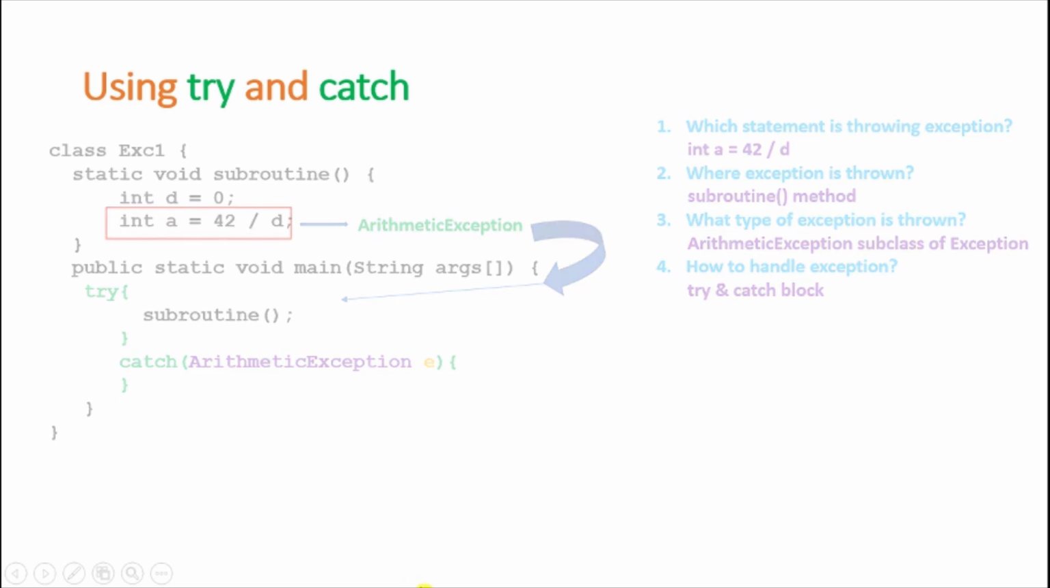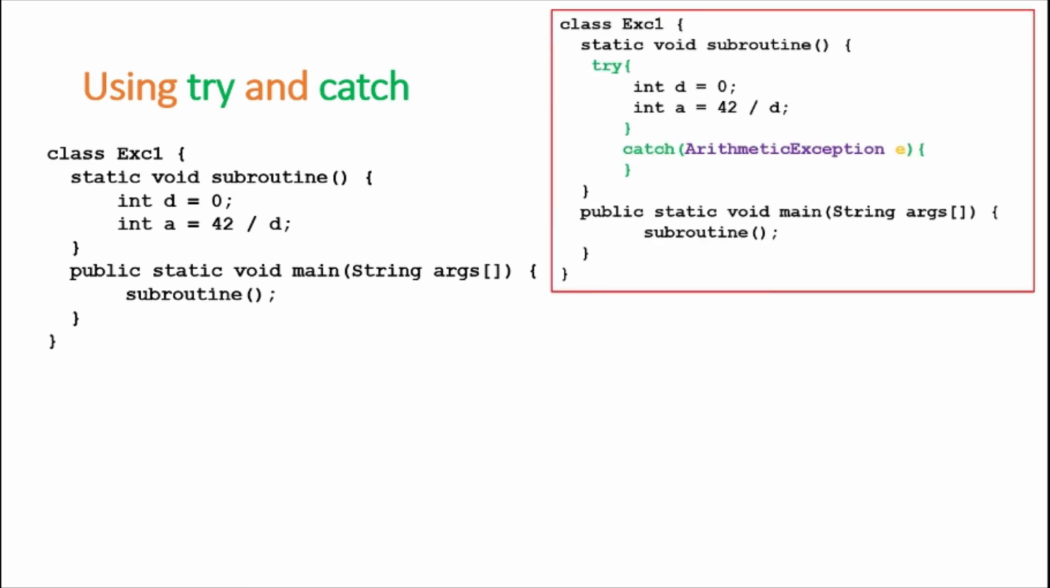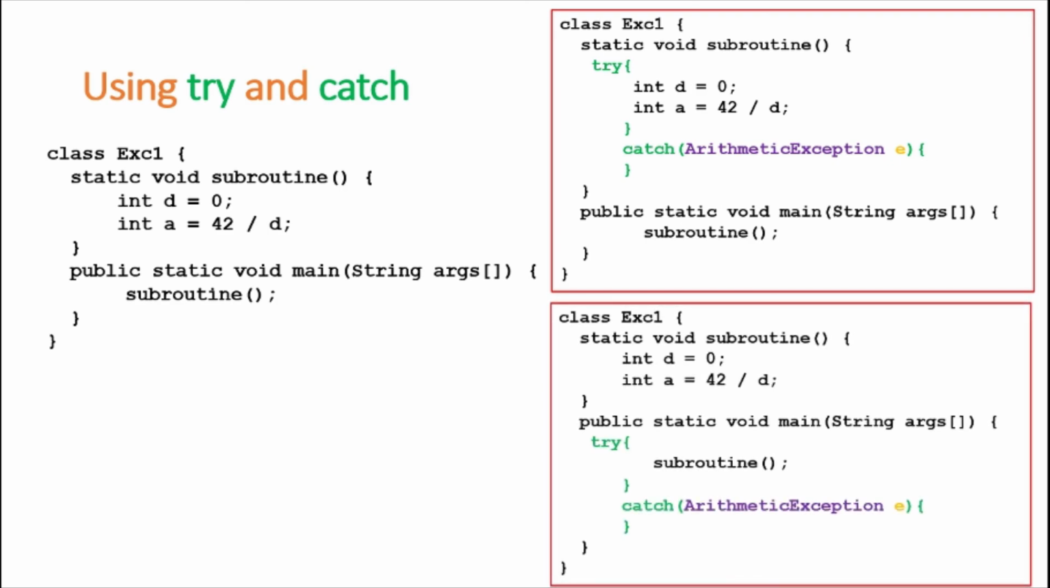There are two ways to handle exception in this program. One way is placing try and catch block inside the subroutine method, and the other way is placing try and catch block inside the main method. If we do not handle exception in either way, then default handler will catch the exception and halts the execution of the program. Next, arithmetic exception can be replaced by exception class because arithmetic exception is subclass of exception.